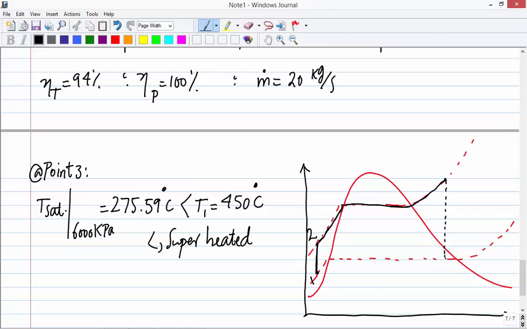So the entropy is gonna change. Okay. So the entropy is gonna increase. Let's say here is 0.3.